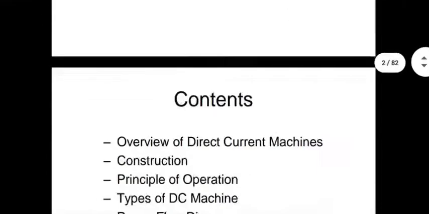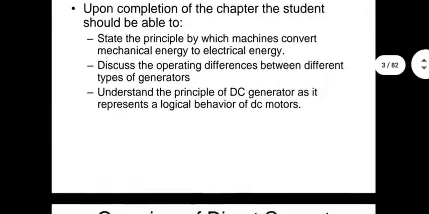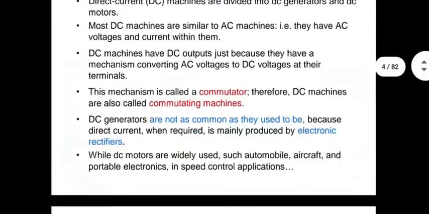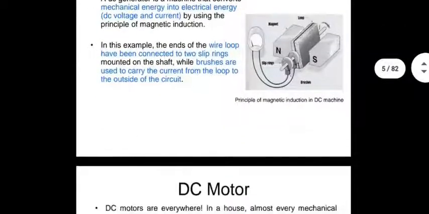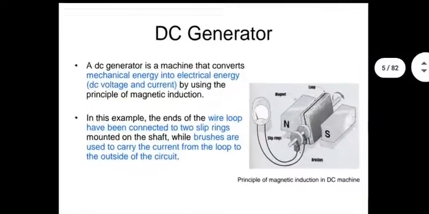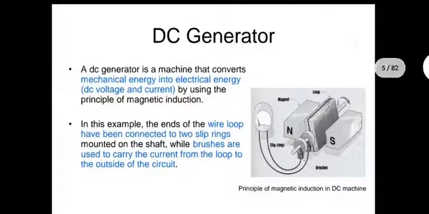So as I said, this PPT essentially summarizes a lot of things about DC machines that we have partially gone through already, but not fully. A DC generator is a machine, obviously, that converts mechanical rotational energy into electrical energy. And this electrical energy is in terms of DC voltage and DC current.